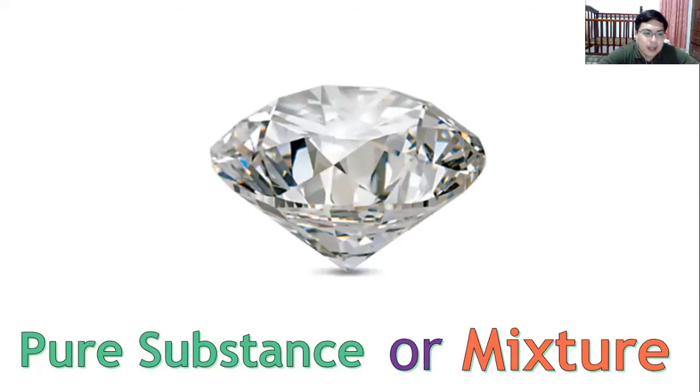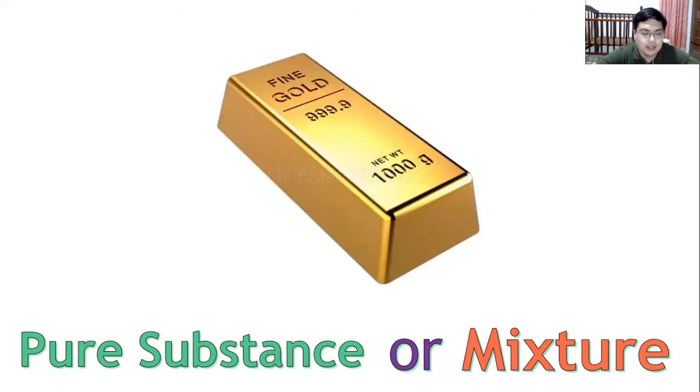And an example of a diamond, is it a pure substance or a mixture? Diamond, for those students who are still playing Minecraft, it's a pure substance. What about gold? Gold is present in the periodic table. The periodic table is composed of the elements, remember? And elements are pure substances, right?